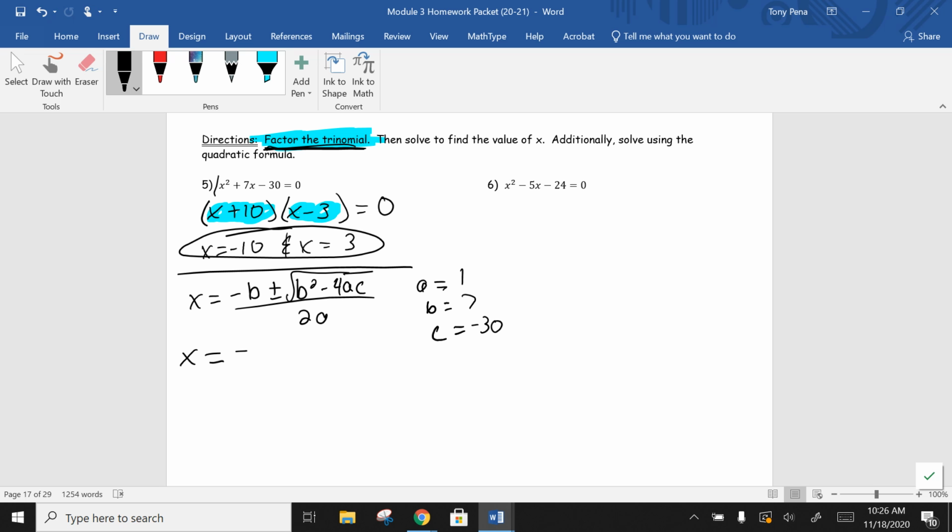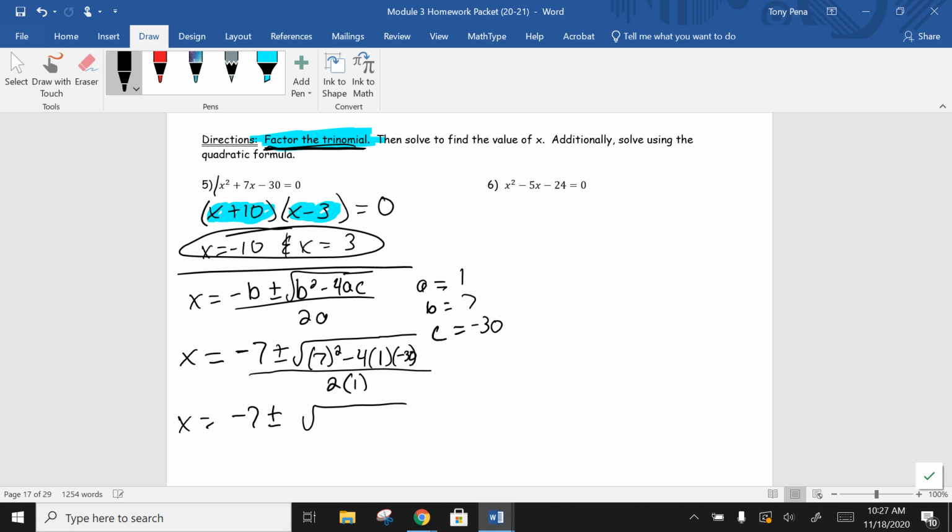When we plug these in, I want the opposite of B, so I want a -7, because the B was a +7, plus or minus B squared, so 7 squared, and then 4 times A times C. A being a 1, C being a -30. And then all divided by 2 times A. Again, we better get -10 and 3 as our answer, so if we don't get that, we know we screwed up somewhere.